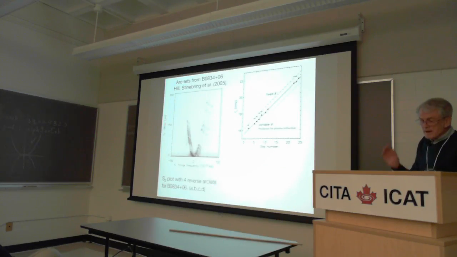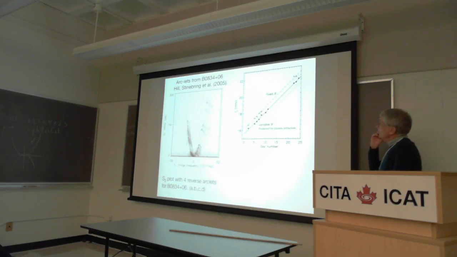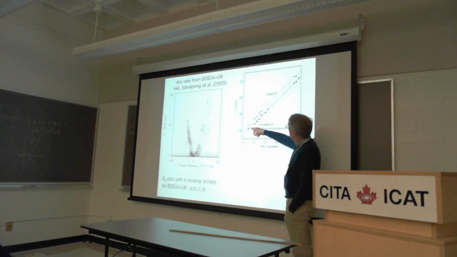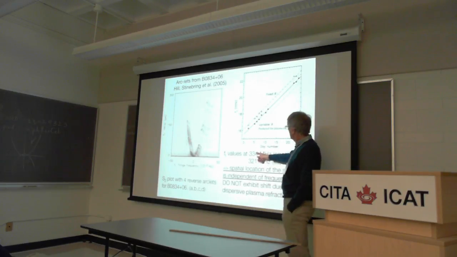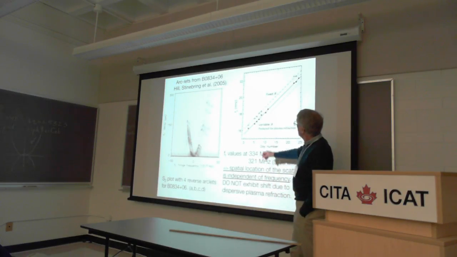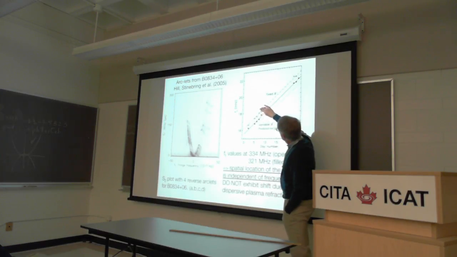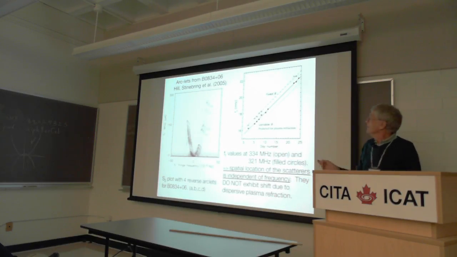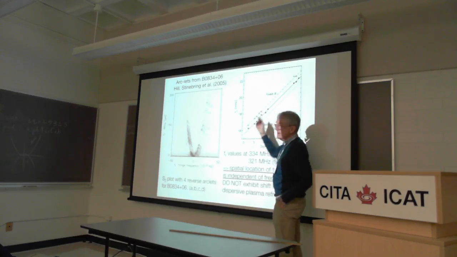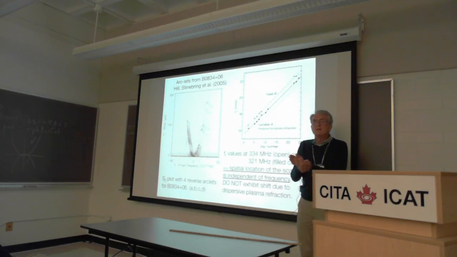To go back then to these arclets, remember Dan showed you these. I was amazed by this result. These are at two different frequencies, 334 and 321. The bottom line here is that the prediction, if the angle was independent of wavelength, it would be this line here. And if they were showing plasma refraction, they would be down here. It's clear that the angles in the sky are wavelength independent.